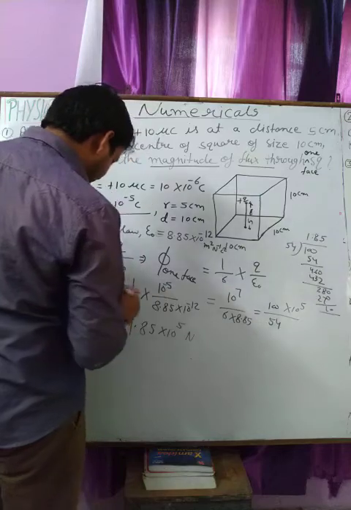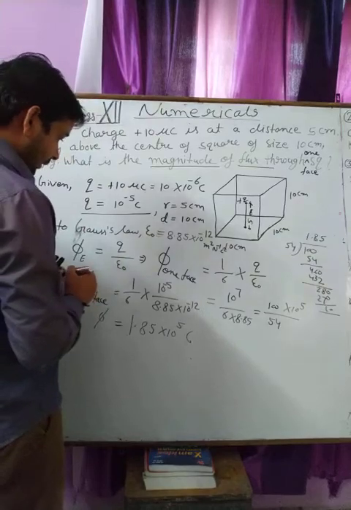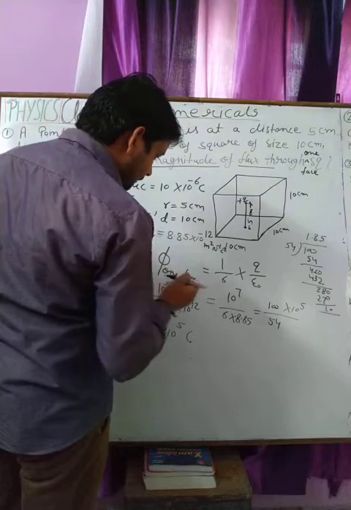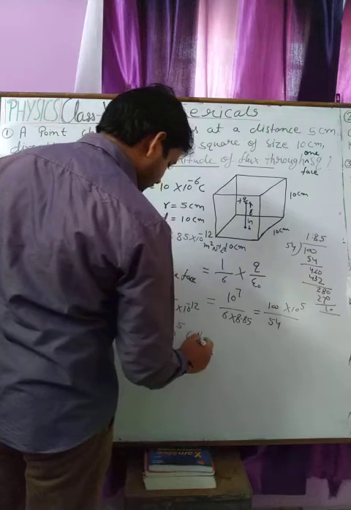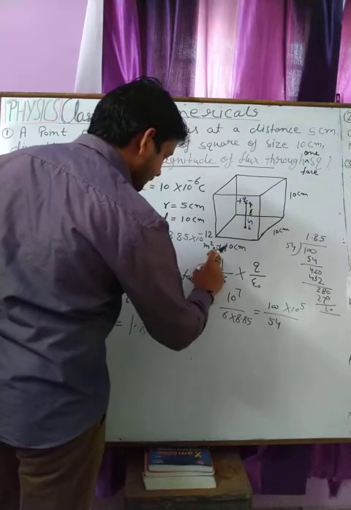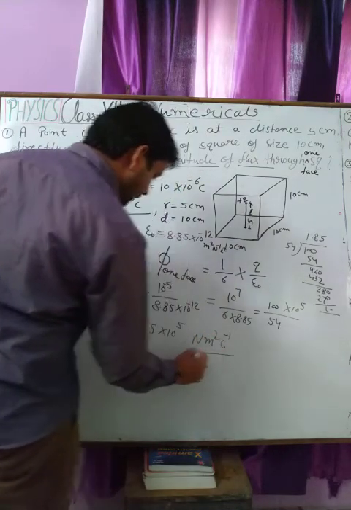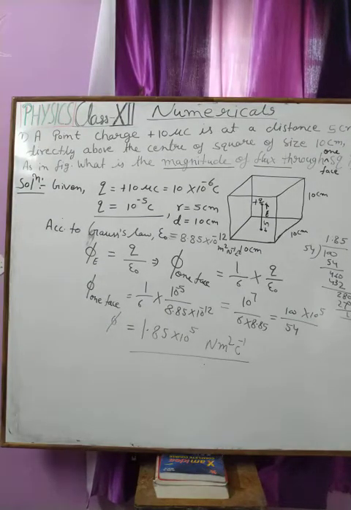the flux unit is Newton meter square per Coulomb. This is your first solution. Okay, now we go for the other solutions. First you solve this question. Copy this in your notebook.